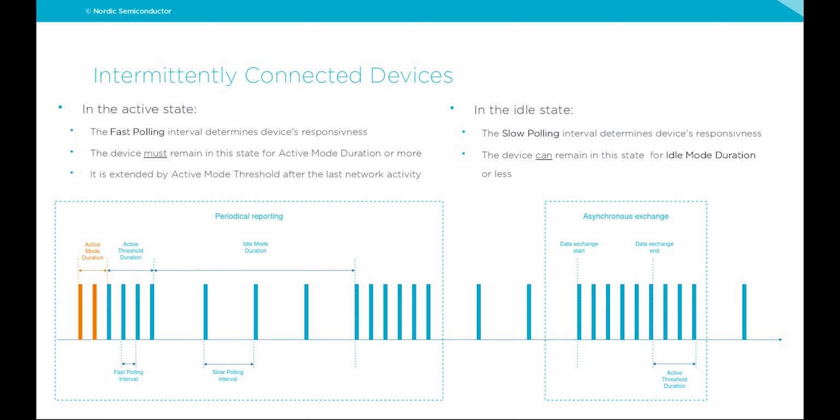However, we can also expect that the device makes activities on the matter level. For example, it sends periodic subscription data reports, and there is a separate set of parameters describing how often the device is active on the matter level. We have active mode duration parameter that says how long the device must remain in the active state.